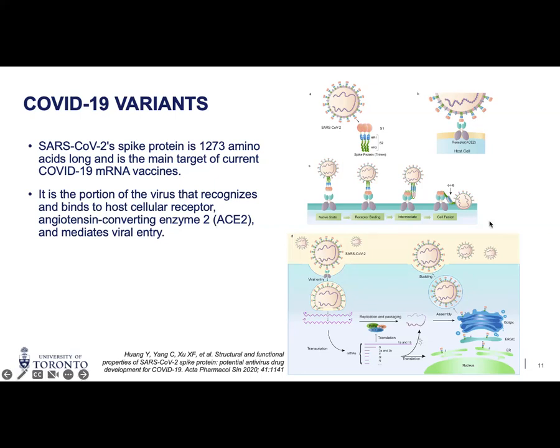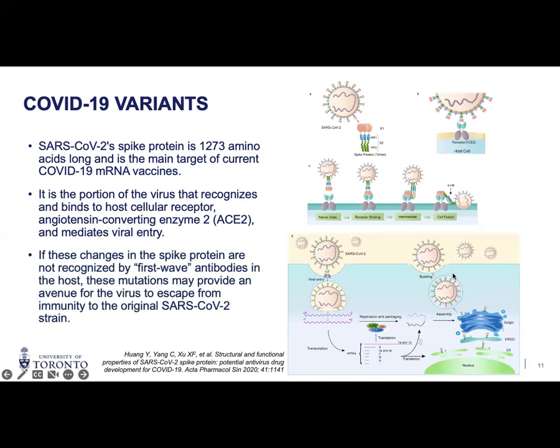So ACE2 is abundantly present in humans in the epithelia of the lung and small intestine, which might provide possible routes of entry for SARS-CoV-2. And because of this, mutations in the spike gene, particularly those that affect portions of the protein that are critical for pathogenesis and normal function, such as within the receptor binding domain, or those that cause conformational changes to the S protein, are of the greatest interest. And if these changes are not recognized by first wave antibodies, these mutations may provide an avenue for the virus to escape immunity to the original SARS-CoV-2 strain.